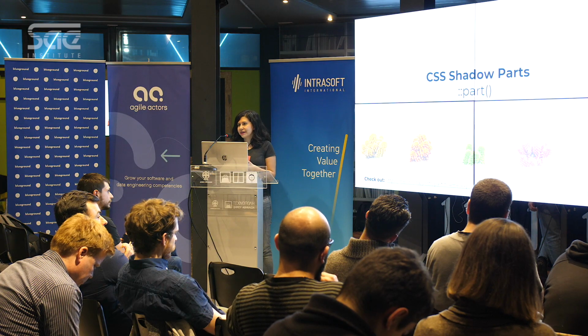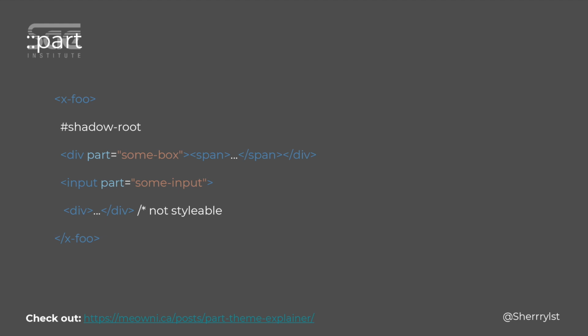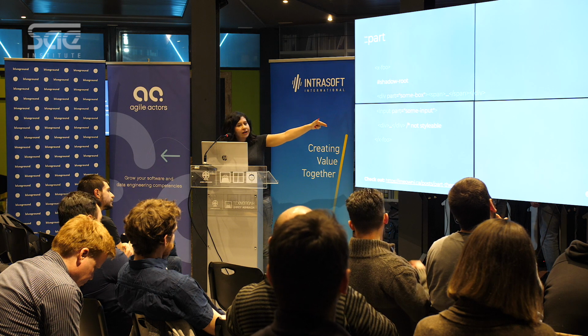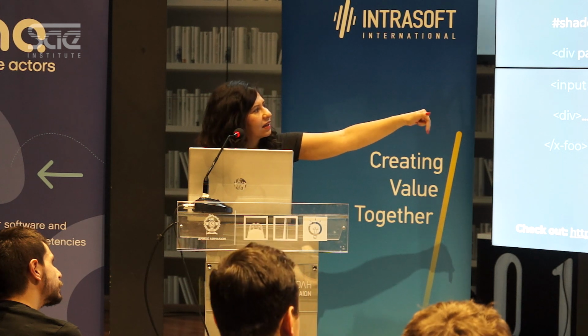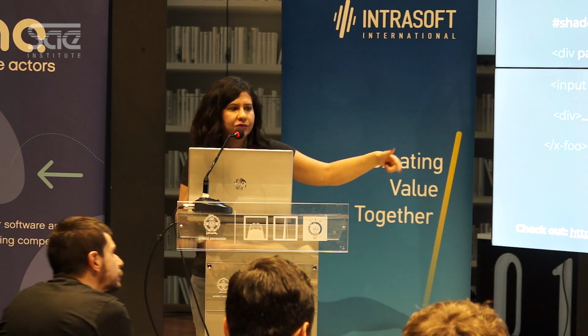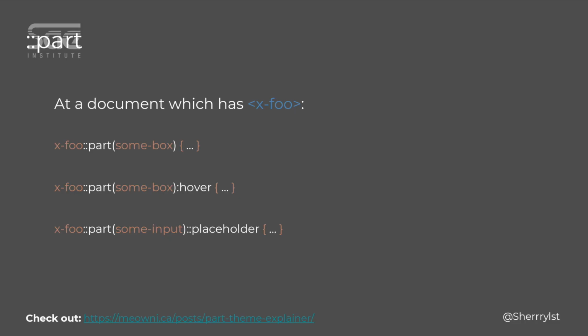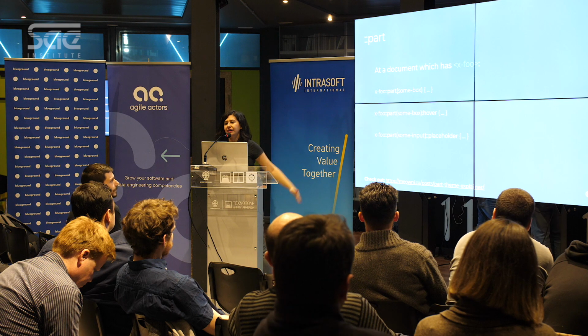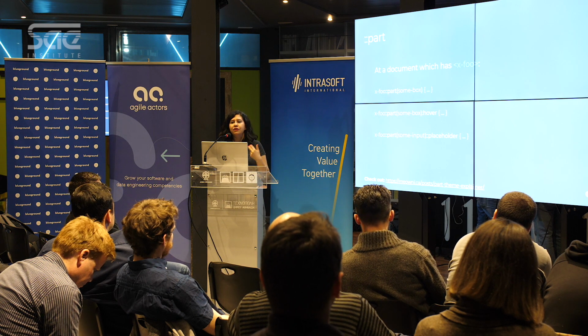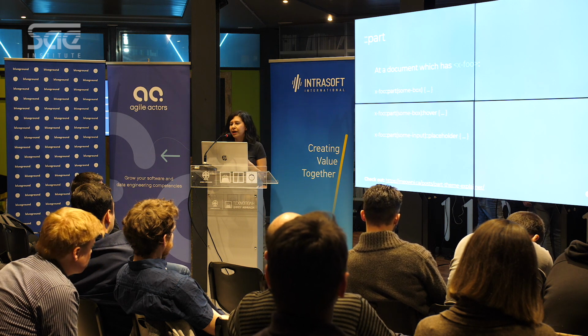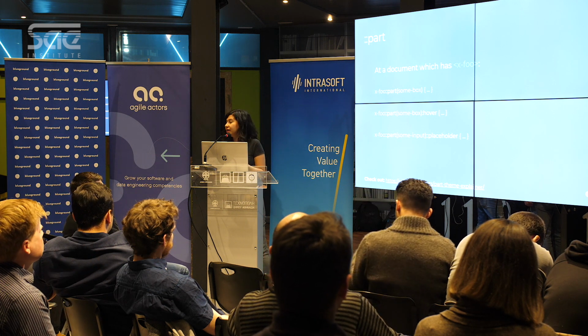What CSS shadow parts does for you is, let's say that you have an xfoo component, then you can have a div that has a part which is called somebox, and inside that you can have an input. Your input is going to also have some name, and later on, from the component that you're hosting, you can say go and find the xfoo which has the part called somebox, and put all the CSS that you want there. It gives you the flexibility to totally customize it in a manageable way inside the project that you want to.